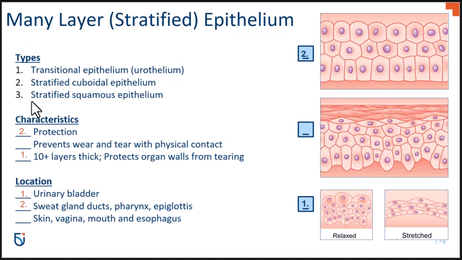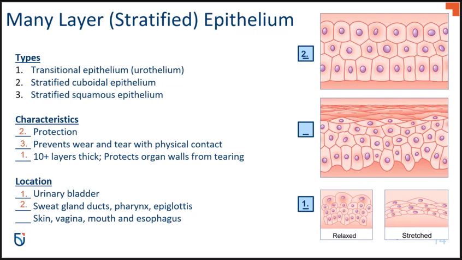In our final example, we have stratified squamous epithelial tissue, and this is what it looks like here. So you can see that there's multiple layers. This is the free surface, and this would be down on the basement membrane. These cells don't necessarily take on a squamous appearance, but the cells closer to the free surface do. And this type of tissue is found in places where there's going to be a fair amount of wear and tear because of constant physical contact.